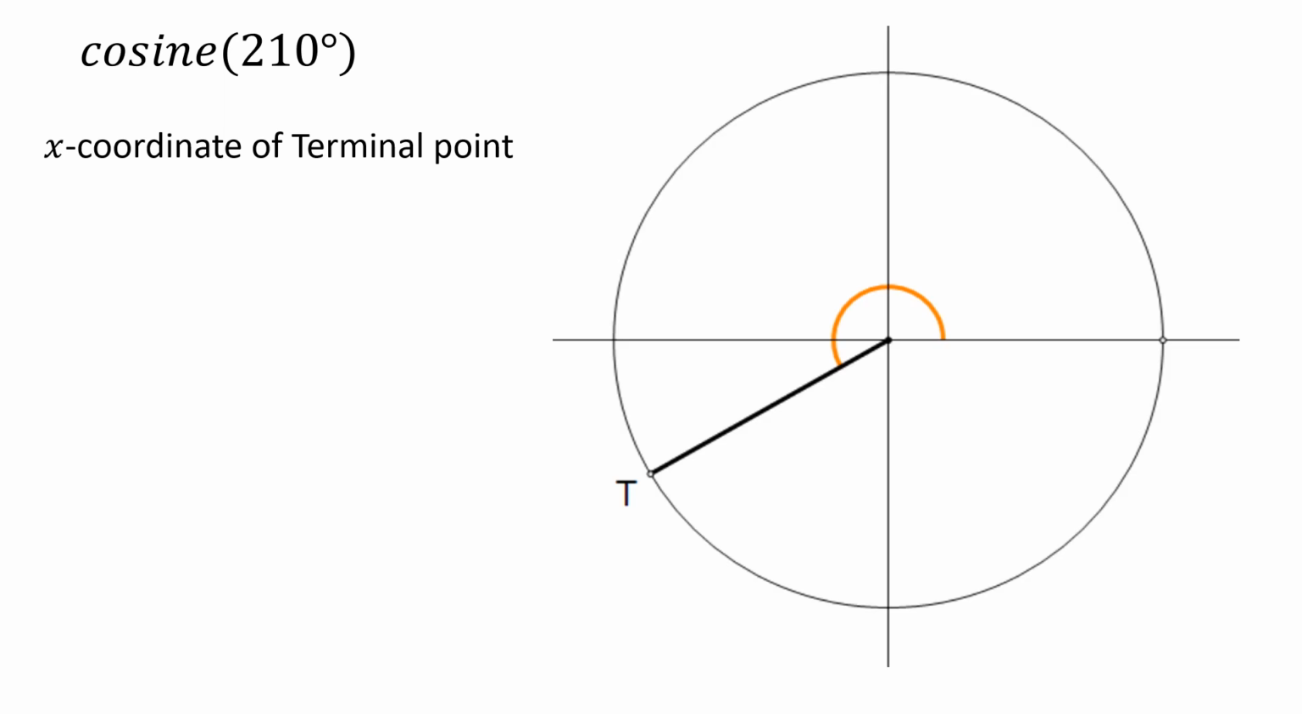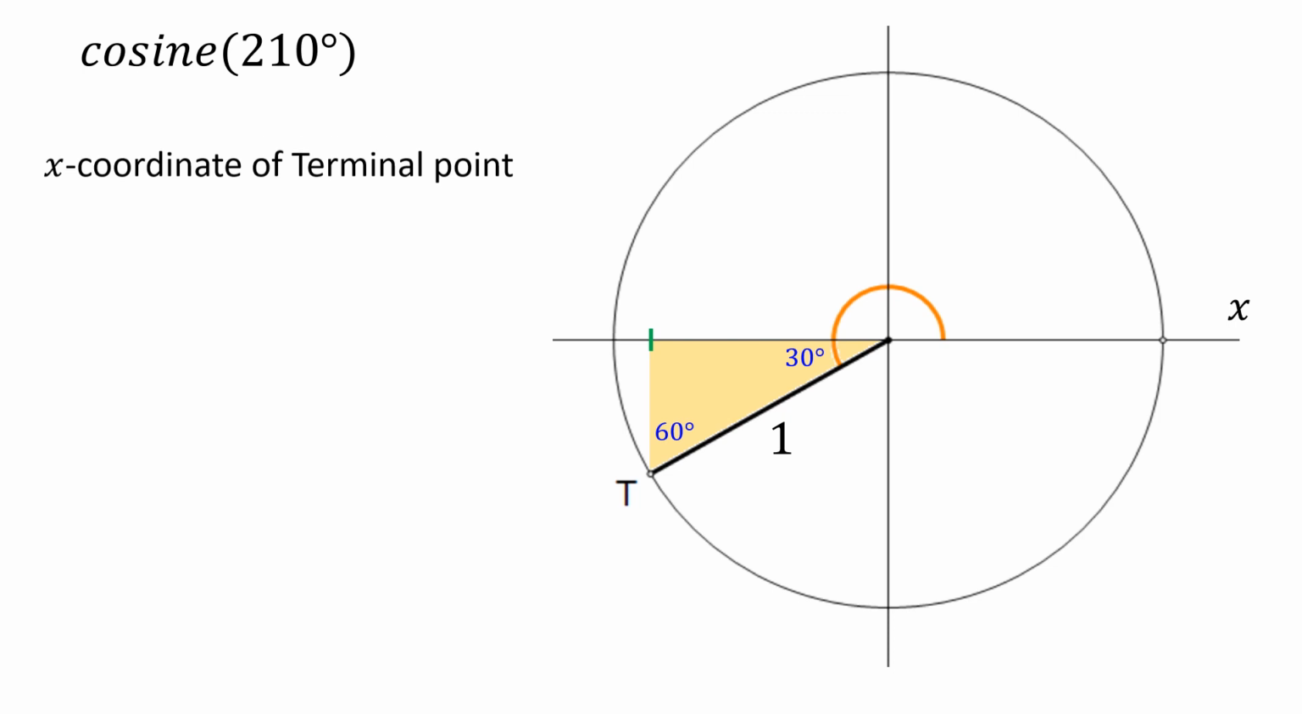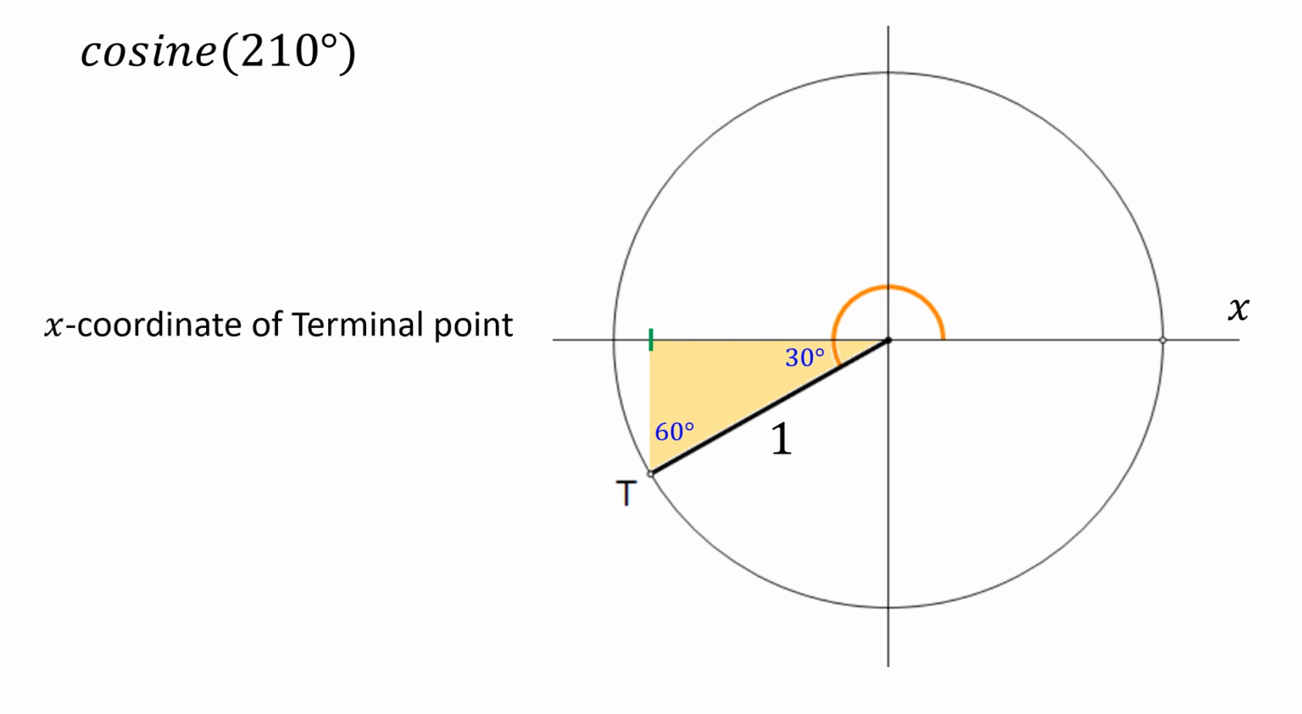Second example, cosine of 210. Cosine means the x-coordinate of the terminal point. Here's where 210 terminates. Here's the x-axis. So this is the x-coordinate I'm looking for. Insert a familiar triangle, such as a 30-60-90 in this case. You can tell it's a 30-60-90 because 210 degrees goes 30 degrees past 180, as you can see in the diagram. The hypotenuse or radius is 1, and just use the rules to find the x-coordinate.